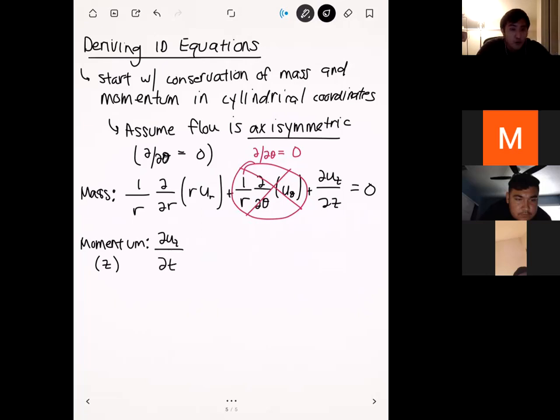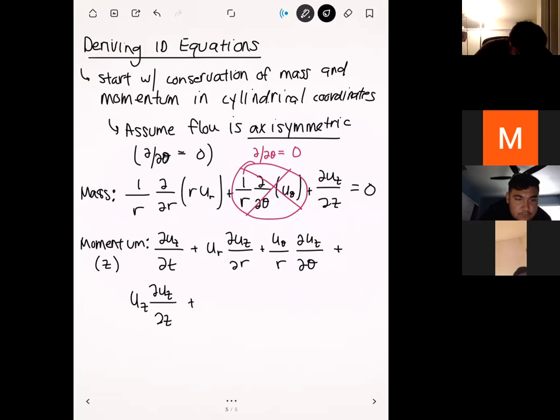Okay. All right. And so it starts off with a partial derivative with respect to time. So you have partial uz, partial t, plus ur partial uz partial r, plus u theta over r partial uz over partial theta, right? And so we're going to cancel out that term in a second because it has a partial derivative with respect to theta. Right, so then we have uz partial uz partial z, okay, plus the pressure term, okay. This is equal to all the viscous terms. So we have the kinematic viscosity divided by r and partial partial r of r partial uz partial r.